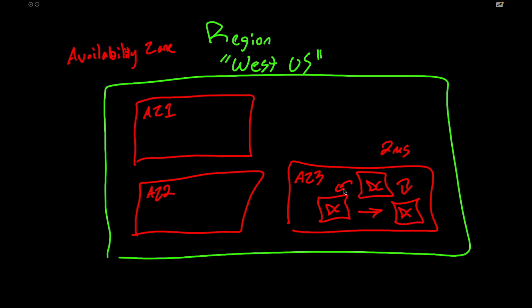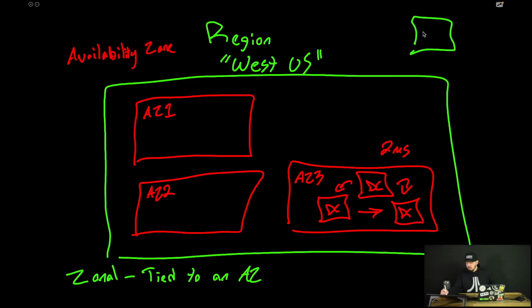There's this concept in Azure of zonal resources. That means a resource is tied to an AZ or an availability zone. So for example, if I deploy a VM, so I'll just draw a VM here.